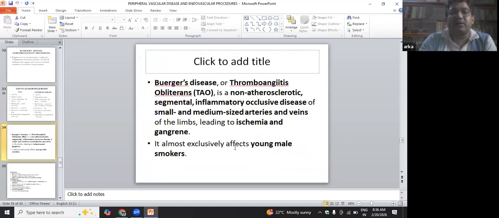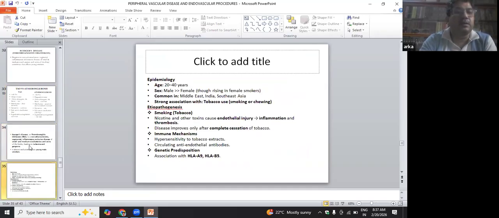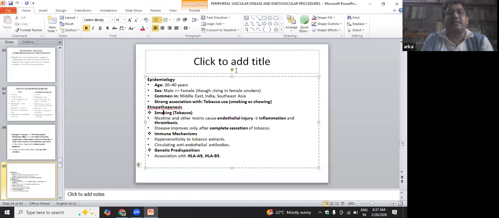So what I have already told, that it is almost exclusive to young male smokers. The epidemiology is age 20 to 40 years. Males are more affected than females, though the incidence is rising in females due to smoking habits. Common in the Middle East, India, and Southern Asia. Strong association with tobacco use.